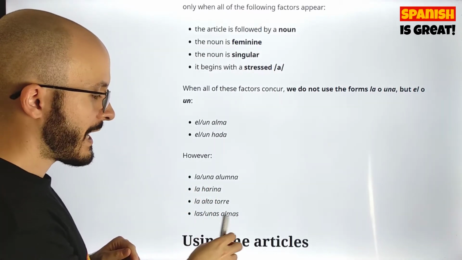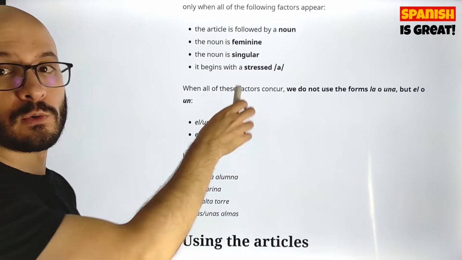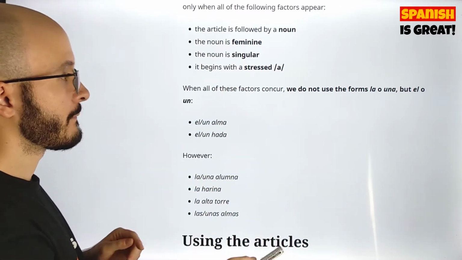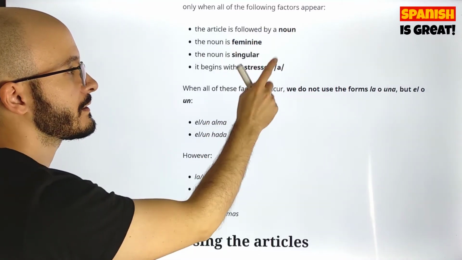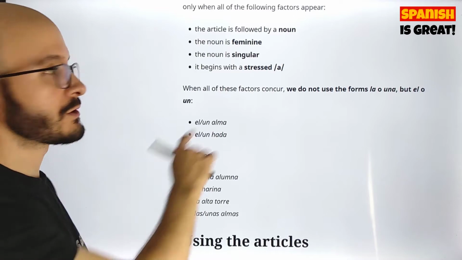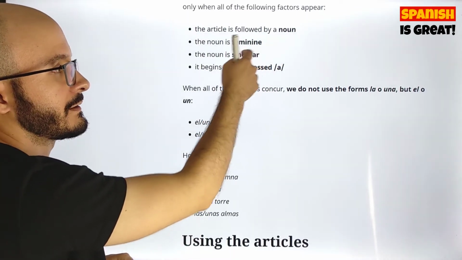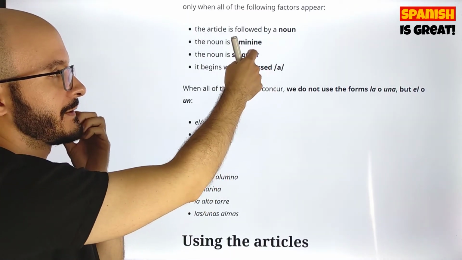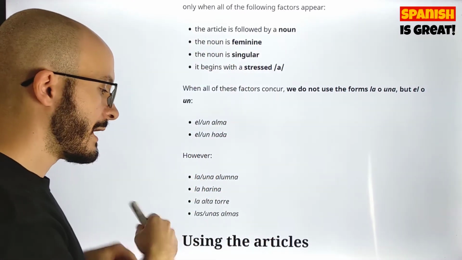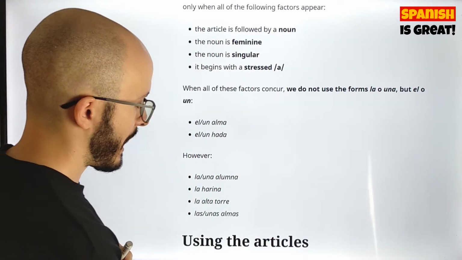And then, for example, almas, again, alma, souls, no? So las almas, unas almas. Why? Because it's a noun, it's feminine, begins with stressed a, but it's plural. So it doesn't have this rule, so no exception. Okay, so las almas or unas almas.